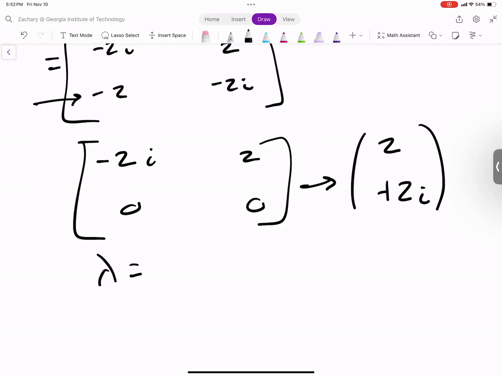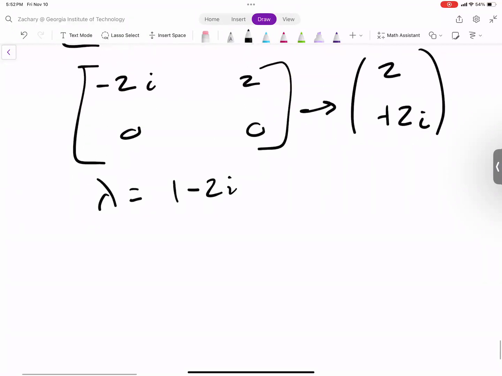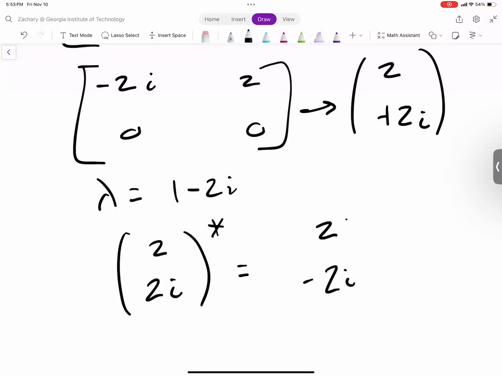And then for lambda equals 1 minus 2i, we don't have to do really any extra work. We just take the conjugate of this, which is what that little star means, which is 2, minus 2i. We just make all of the imaginary parts flip sign. Cool? Any other questions?